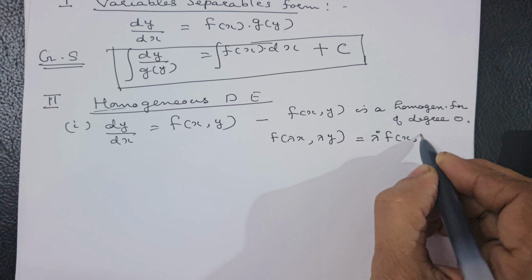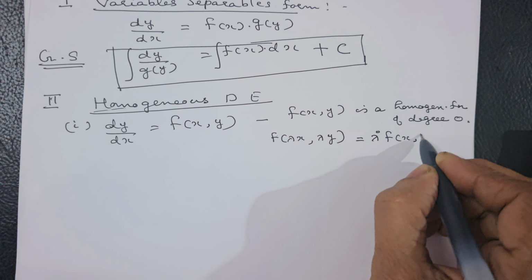Differentiating both sides, dy by dx is equal to v into x. V is a function of x, so apply the product rule: v into the derivative of x, which is 1, plus x into the derivative of v with respect to x. So replace dy by dx by v plus x dv by dx, and wherever y comes, replace it by vx. Then this given homogeneous differential equation changes to variable separable form.